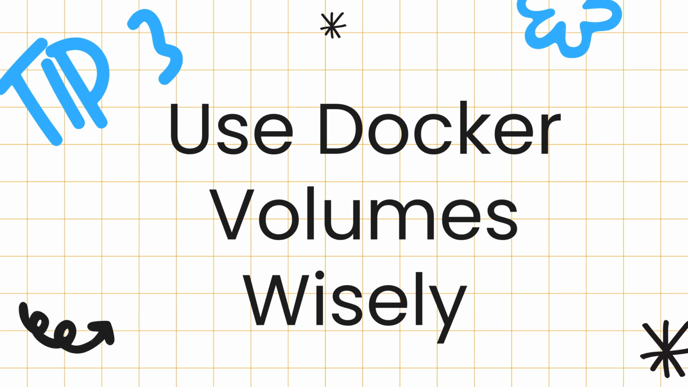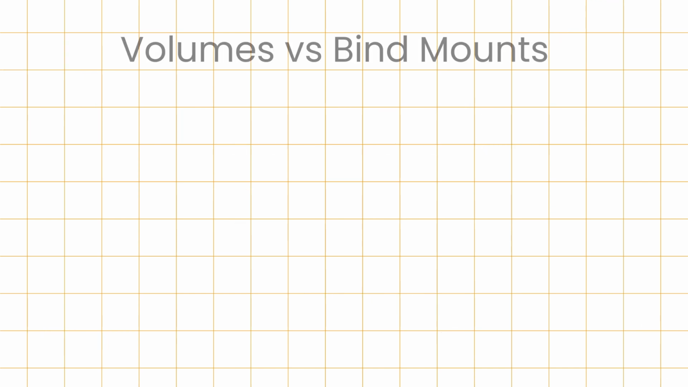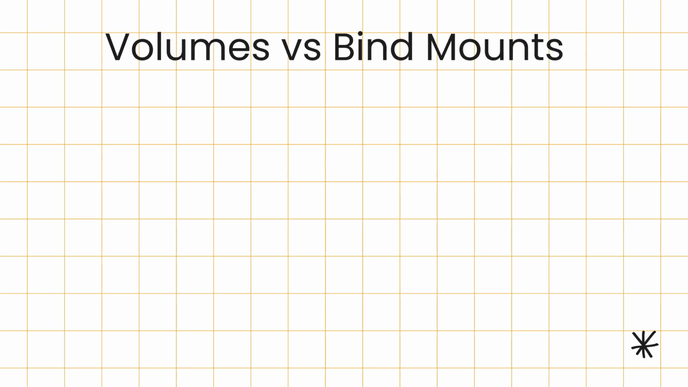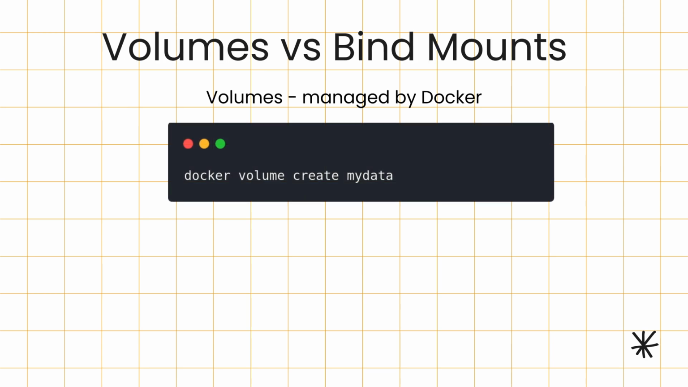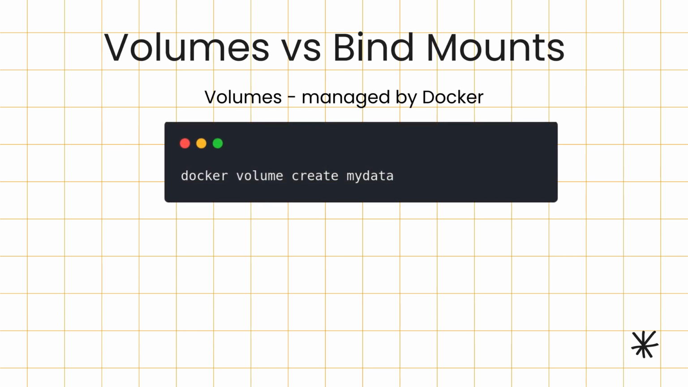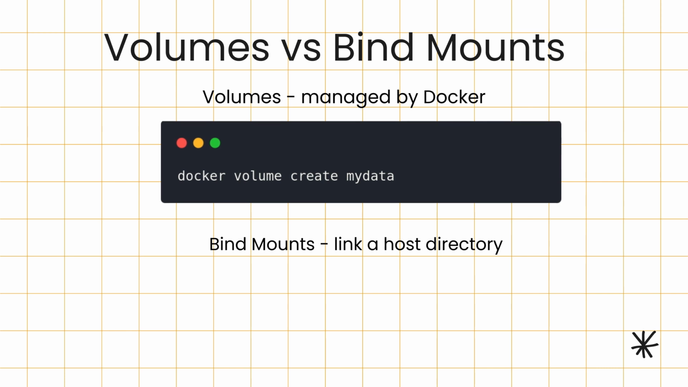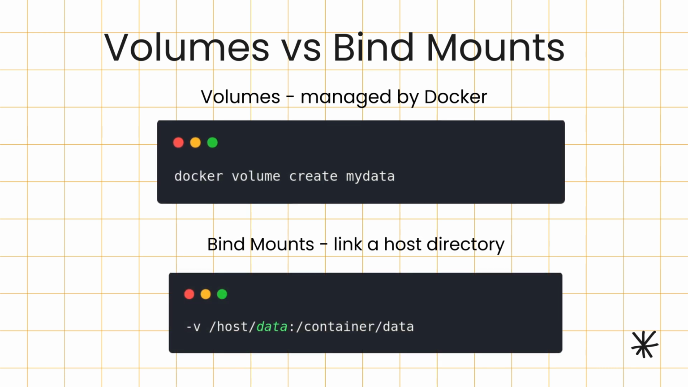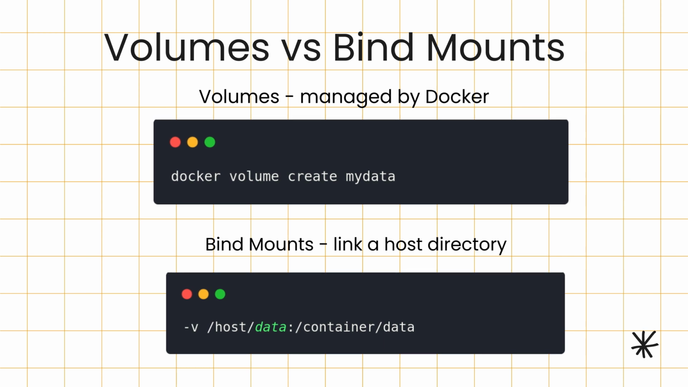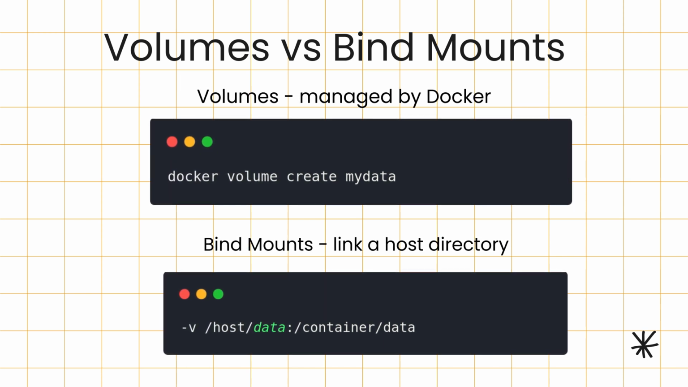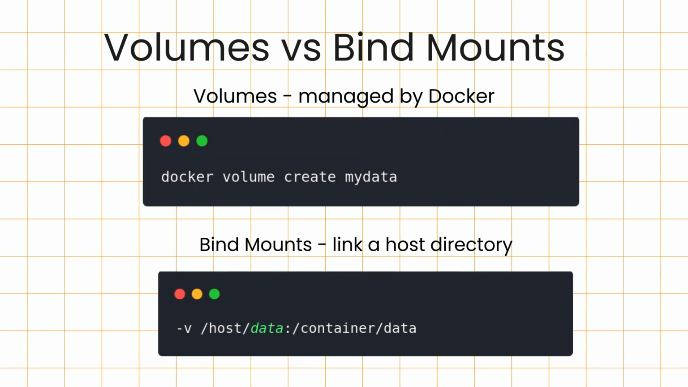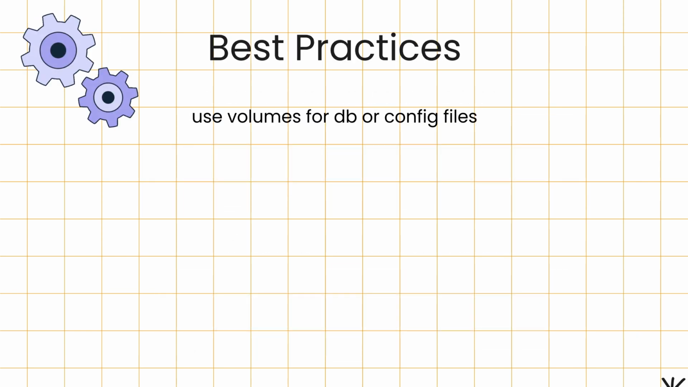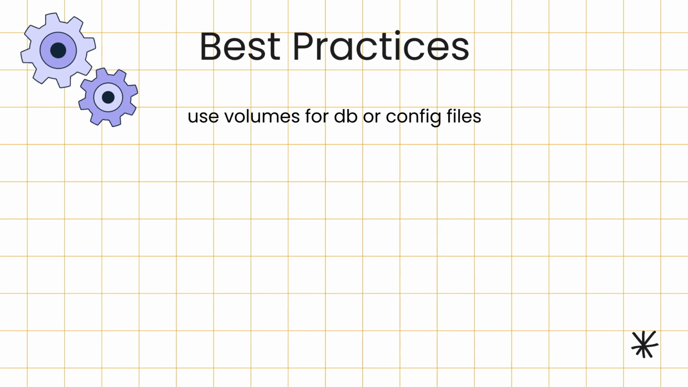When it comes to persisting data in Docker, volumes are your best friend. Let's break down the difference between volumes and bind mounts. Volumes are managed by Docker. You can create one with the command docker volume create followed by the volume name. Bind mounts link a directory on your host machine to a container. In simple terms, volumes are Docker's native way of handling data, while bind mounts directly map files or directories from your machine into the container. Always use volumes for important data like databases or configuration files.